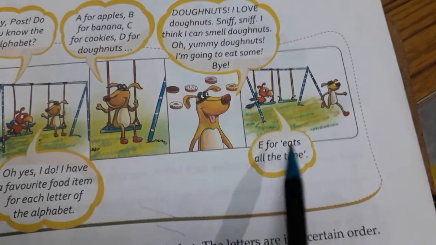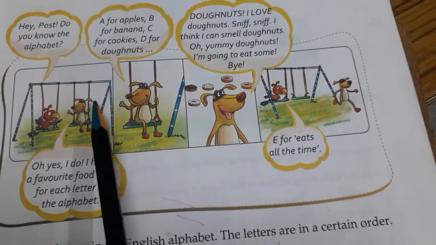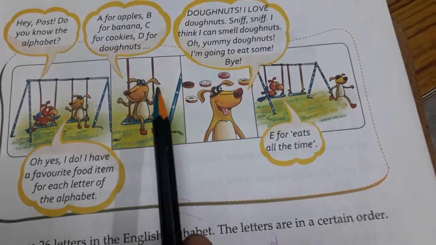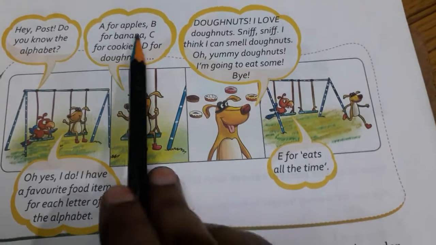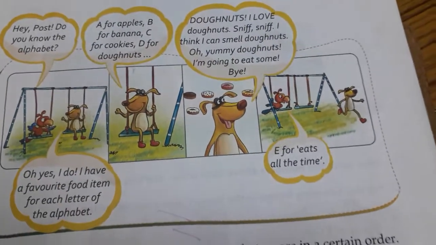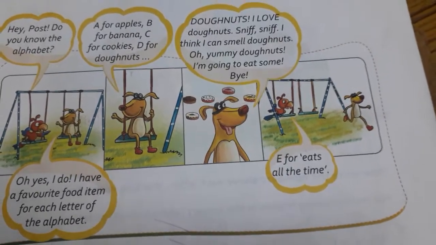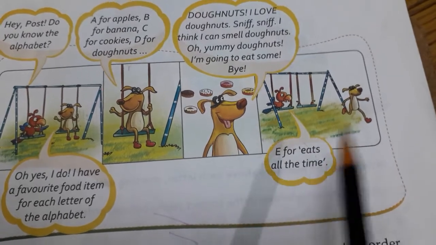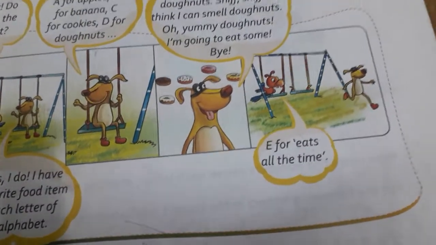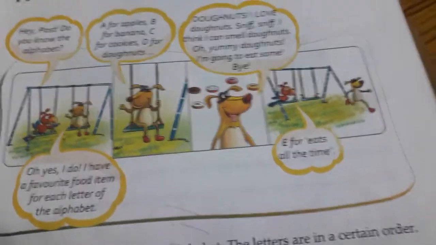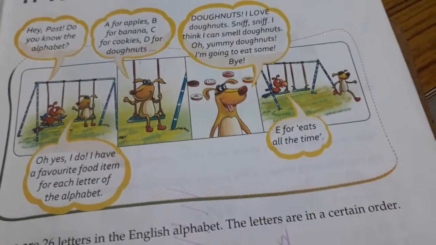Here Mac is saying E for eats all the time. Whenever Mac asked about the alphabet, Post told all the food items. A for apples, B for bananas, C for cookies, D for donuts, like that all eating food items only Post told. So Mac said E for eats all the time. So here Post loves to eat. Do you love to eat? Do you like donuts? Very good.